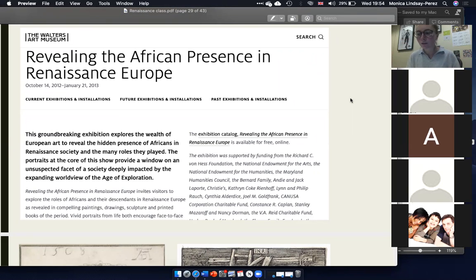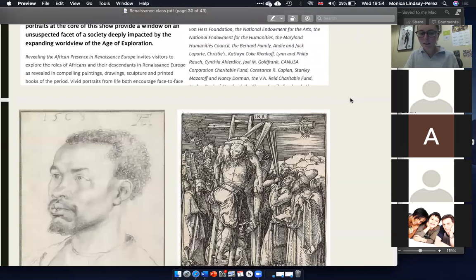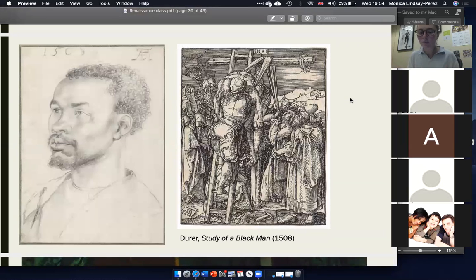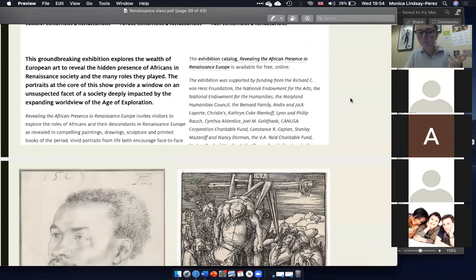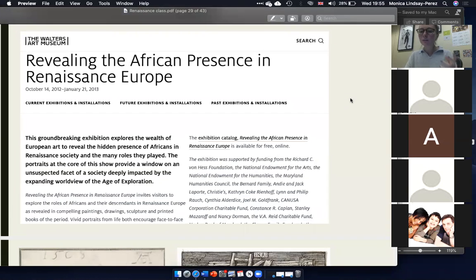Because this is another thing that we haven't talked about so far. All of the images that we've looked at have been of white people by white people. And it's just not an accurate representation of what Europe was like at the time. You can see that in Renaissance art. Even Dürer, who we've talked about, did studies and drawings of Black figures. But Western art history has erased anything about race from the Renaissance, even though it was a period in which people were interested in race.